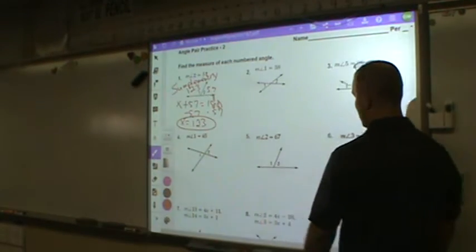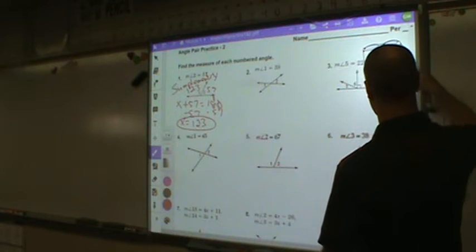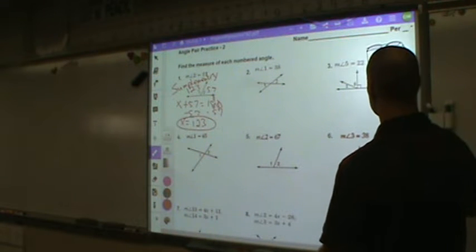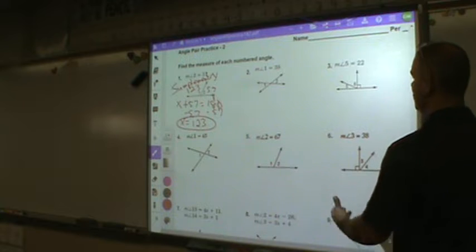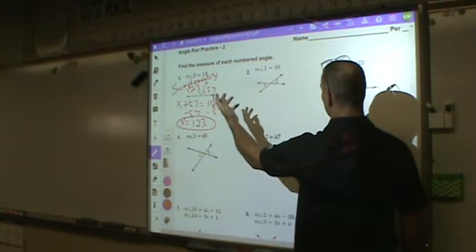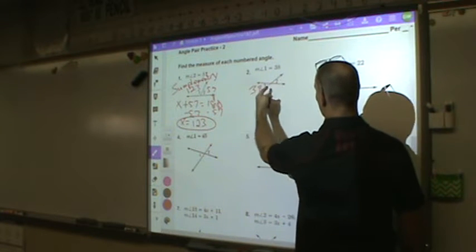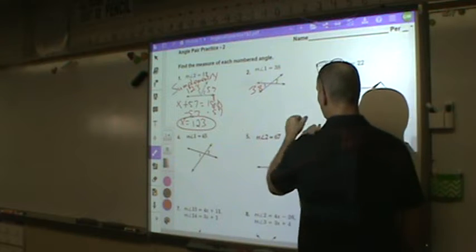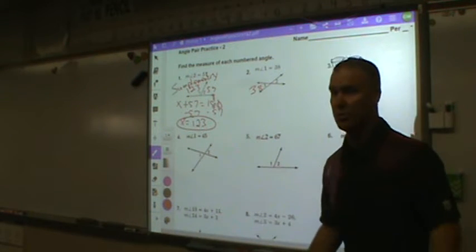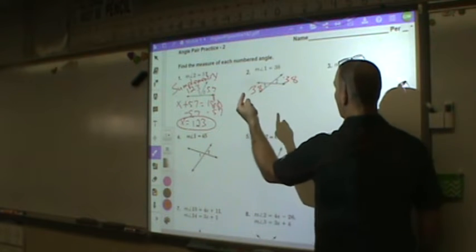Now move on to number, do we want to do number 2? Let's do number 4, all right? 2 and 4 are kind of the same, or should we do, you know what, I'm going to do 3. You know that these are vertical. So the big thing with 3, the measure of angle 1, label your diagram. What do you know? They are equal. Well, actually, let's just do number 2. If they're vertical angles, they're equal. So if 1 is 38, 2 is 38, and y.